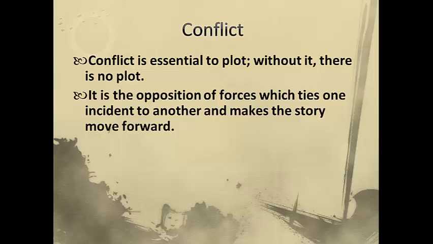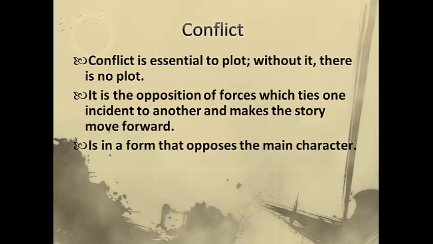When they're turned the right ways with their polars being opposite, they connect right together, they stick together. But when you flip them over so that the positive and the negative are together, the magnets push away from each other. Do you remember doing that experiment when you were little? Okay. So the opposition of those forces ties the incidents in the story together, and they make the story move forward. So it is the conflict that pushes the characters forward to make the story happen.